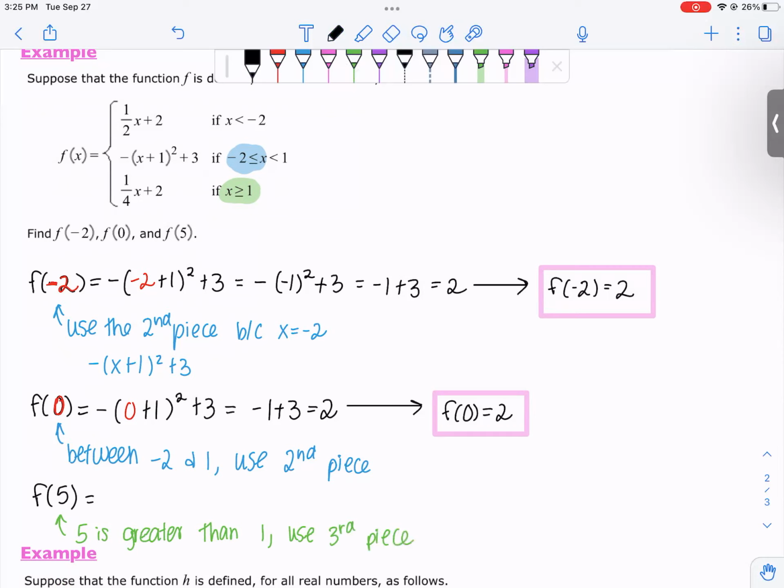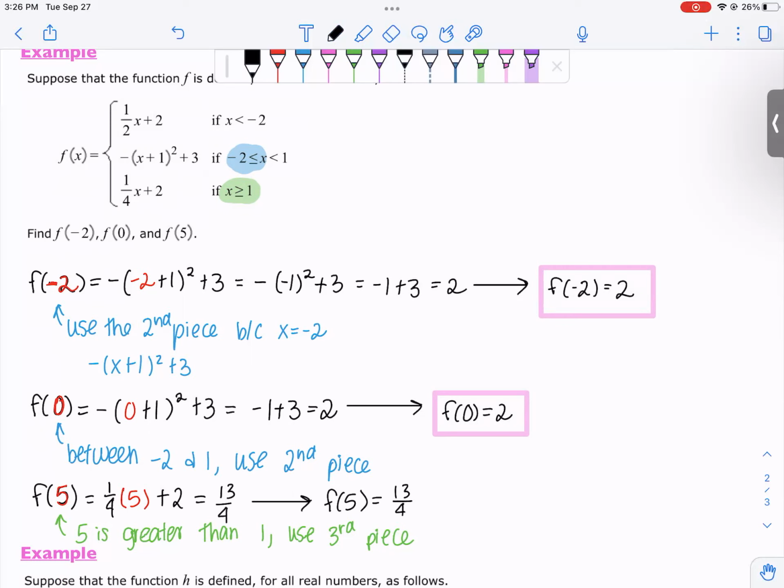So using that third piece, we have 1/4 times 5, because that's x. Okay, we're using this portion right here. Plus 2. So that'll be 5/4 plus 2. 13/4, I hope. Yeah, that should be right. So f of 5 is 13/4.